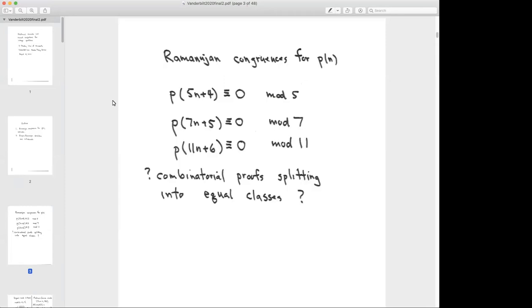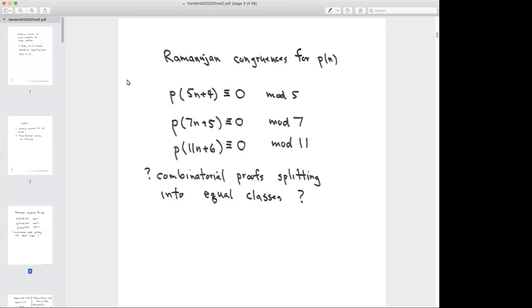The Ramanujan congruences for p(n). So here we have these three congruences for p(n). This is for mod 5, mod 7, and mod 11. And there are versions for mod powers of 5, powers of 7, and powers of 11, but I won't talk about that at all. And the concentration of this talk will be about a combinatorial proof of these congruences.